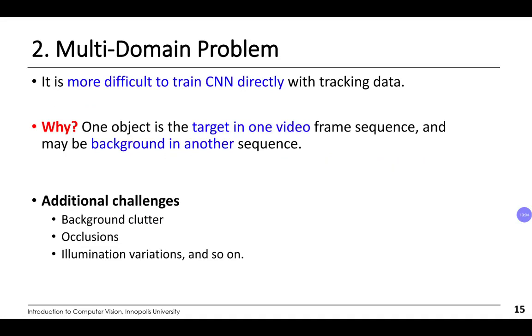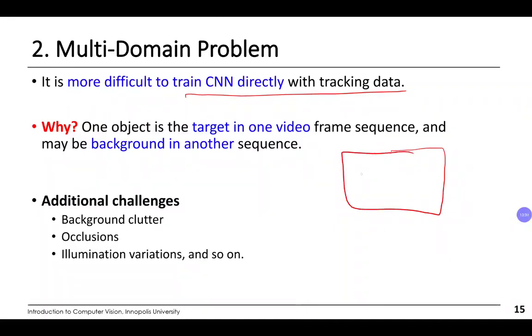The second problem that they identify, and were motivated to work on in MDNet, is the multi-domain problem. Here it is more difficult to train a CNN directly with the tracking data. The reason is that if you have different domains, a target in one video can be a background in another video. For example, let me give you an example.